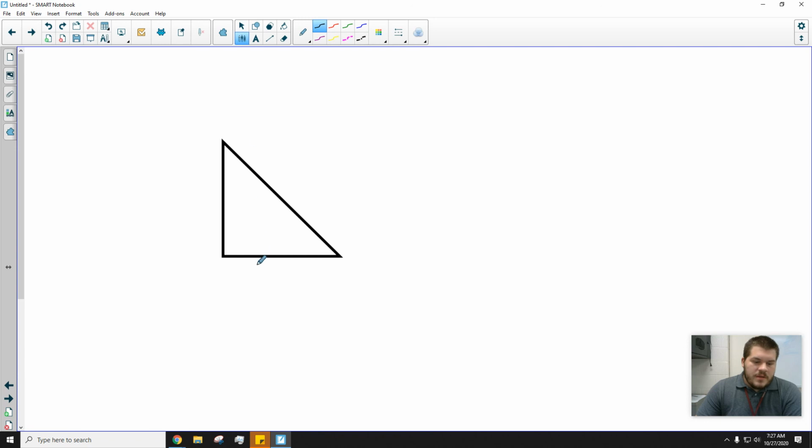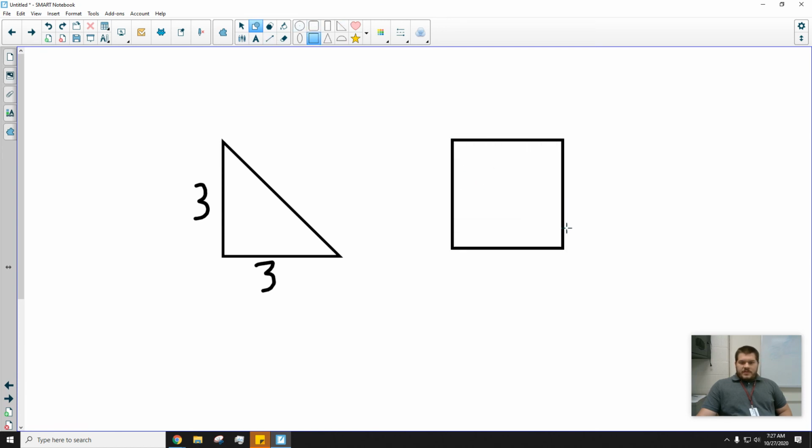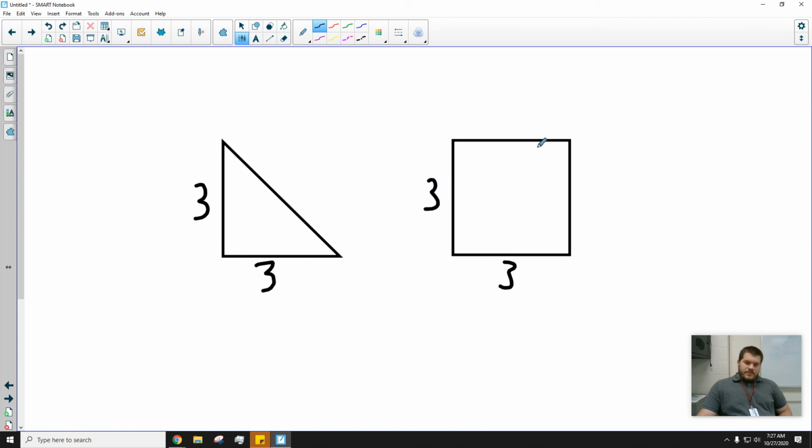All right, now let's say that we have a base of 3 and a height of 3. Let's also say, just for comparison's sake, that we have a square that has a base of 3 and a height of 3. So we know from looking at this that if I multiply 3 and 3, I should get an area. I multiply them together, and I get an area of 9. So that's saying that this whole area is 9, right?